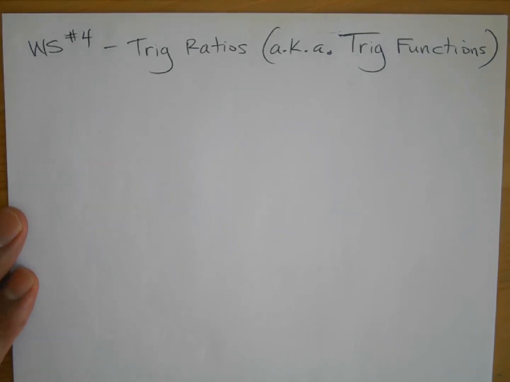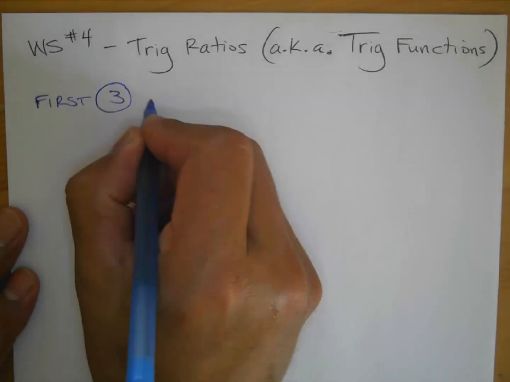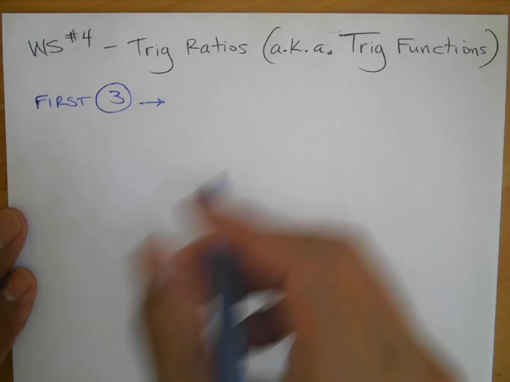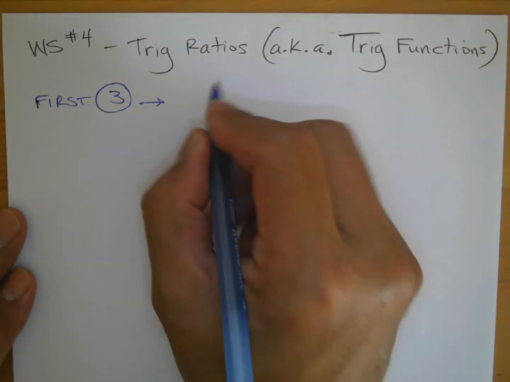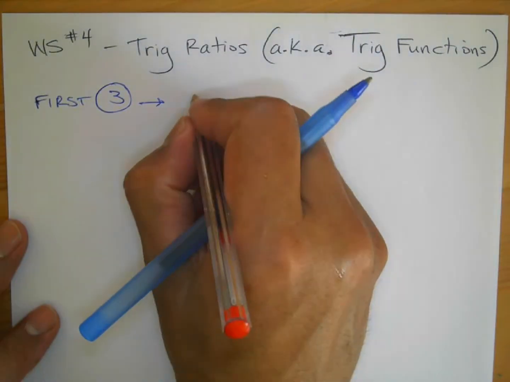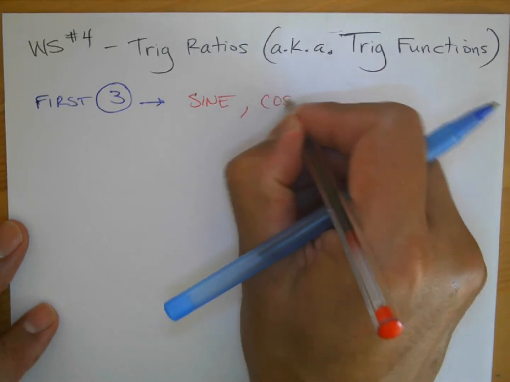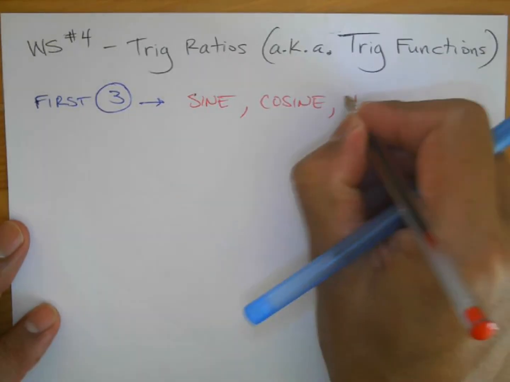Okay, and then we've seen these first three. The first three are what? Sine, right? We use SOHCAHTOA. Sine, cosine, and tangent.